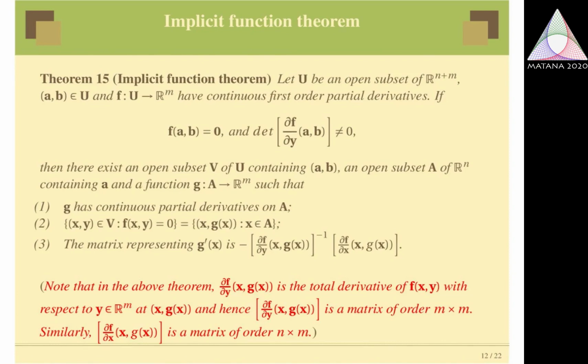Before stating the theorem, we introduce some notations. We write the ordered pair (a, b) with a and b in bold font. This means that the ordered pair (a, b) belongs to R^(n+m) with the understanding that a is a vector from R^n and b is a vector from R^m. Similarly, if we write the ordered pair (x, y) with x and y in bold font, this means that this ordered pair is in R^(n+m), x is in R^n and y is in R^m. We also use the notation ∂f/∂y at (a, b).